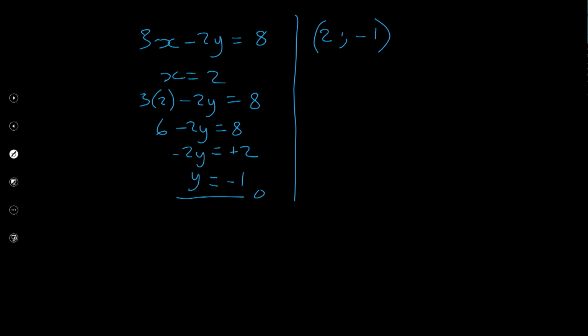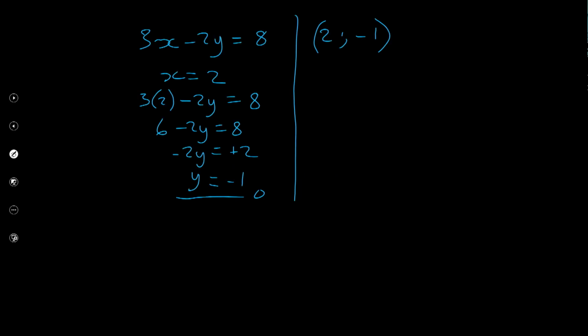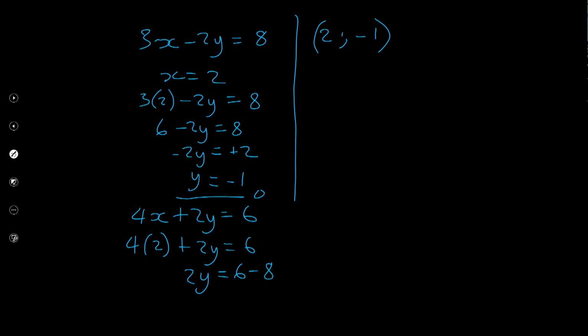But let's look at if I use the other equation now, which is 4x plus 2y equals 6. It will be 4 multiplied by the 2 plus the 2y equals 6. 4 multiplied by 2 is 8, so this will be 2y equals 6 minus 8, which is 2y equals negative 2. Then my y will be equals to negative 1. So even with this, it will be 2 and minus 1 as an ordered pair. So this is how we can then use this.